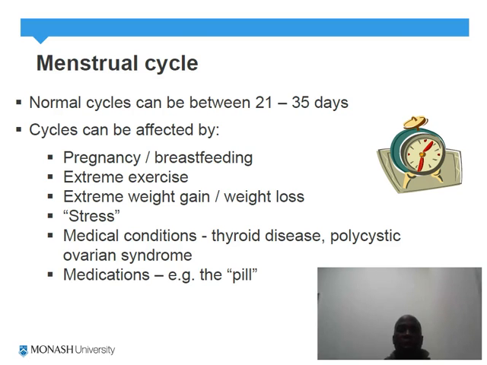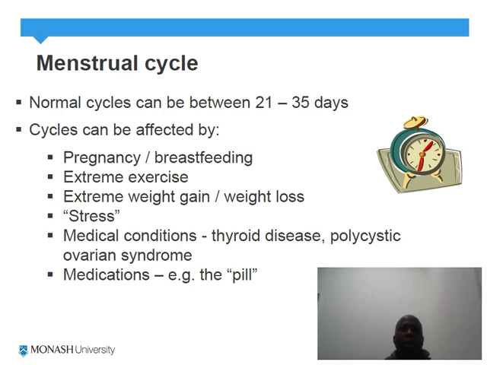Okay, let's look at the menstrual cycle. Basically, a menstrual cycle, as I said earlier, is from day 0 to day 28. A normal cycle can be between 21 to 35 days. So you can see there's this menstrual cycle. It varies from individual to individual, because individuals are different. They are made different genetically, the environment they live in, and various other factors.